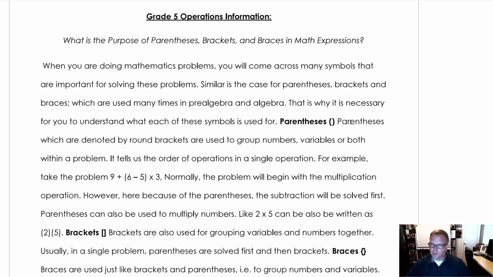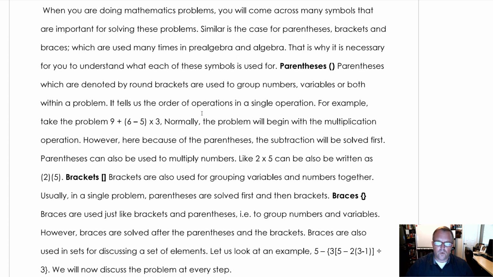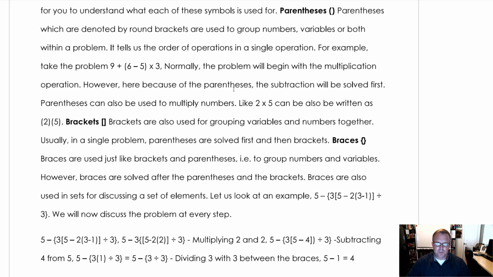Parentheses, and they show you parentheses right there. Parentheses, which are denoted by round brackets, are used to group numbers, variables, or both within a problem. It tells us the order of operations in a single operation. For example, take the problem 9 plus the quantity of 6 minus 5 times 3. Normally, the problem will begin with the multiplication operation, right? However, here, because of the parentheses, the subtraction will be solved first. This part in here, 6 minus 5.